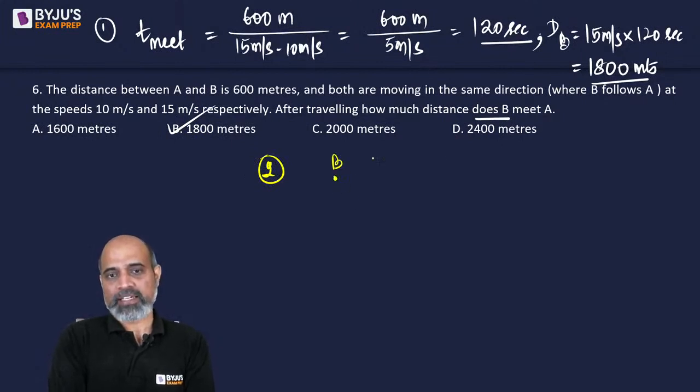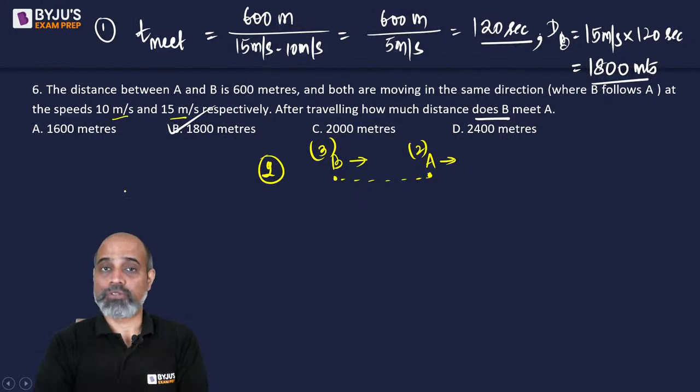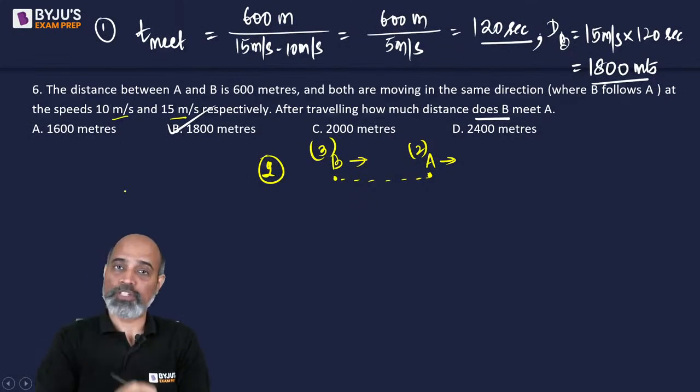We know that B is here, we know that A is here and B is chasing A. The speed of B is 3 and the speed of A is 2. How come? B's speed is 15 and A's is 10. I've taken the ratio because how much distance somebody is going to cover when two or more people start simultaneously, and when they meet, cross, or overtake, has nothing to do with the actual values of the speeds. It has to do with the ratio of the speeds.